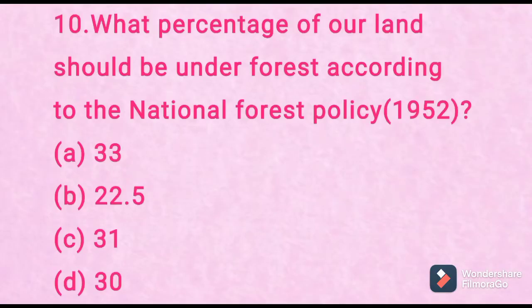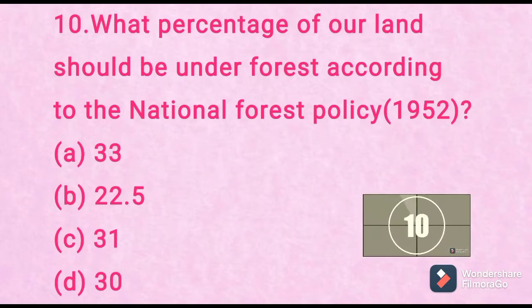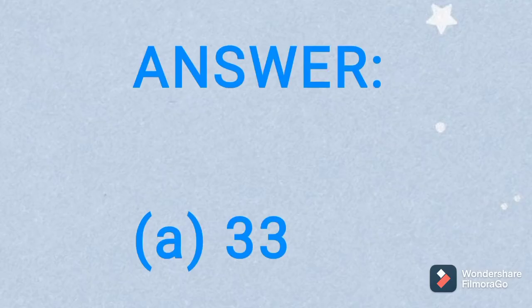10th question. What percentage of our land should be under forest according to the National Forest Policy 1952? Option A 33, option B 22.5, option C 31, option D 30. And the answer is option A 33.